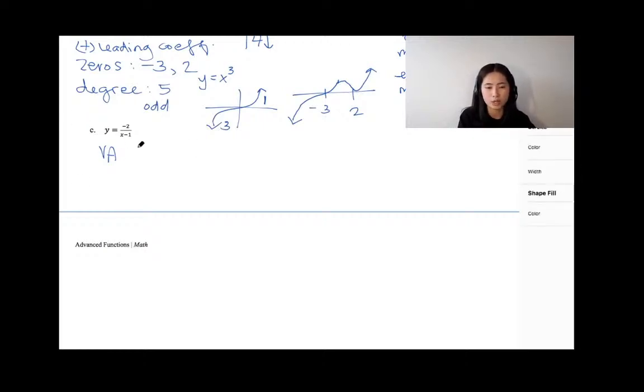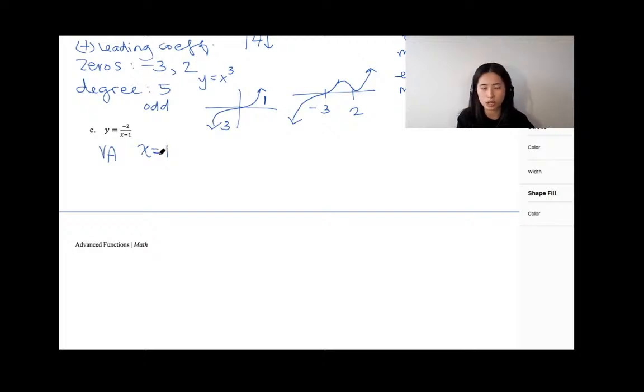So the vertical asymptote is x is equal to 1, right? And how do I know it's x is equal to 1? Well, if it's in your denominator, that's going to be your vertical asymptote. The reason is that if you have, let's say, negative 2 over infinity, how do I know this is approaching infinity? Because at your vertical asymptote, your function doesn't exist. So x is equal to 1.